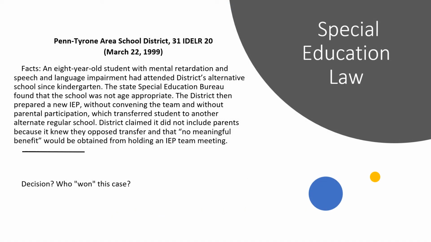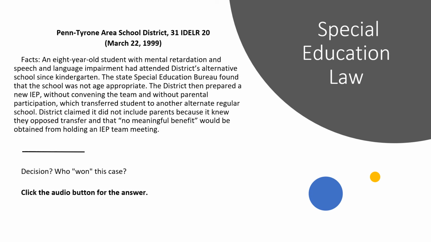How did you do? It's okay if you didn't score 100%, as there is much to learn about special education and case law. Please read the following case, and you be the judge. What is your decision, and who was awarded in this case? The court declared the IEP a nullity. The district had to convene an IEP team and start anew.